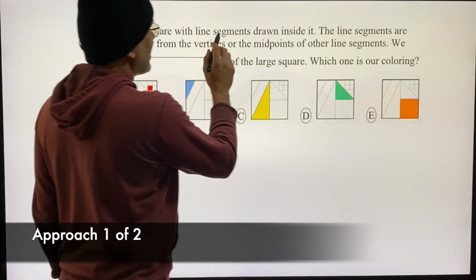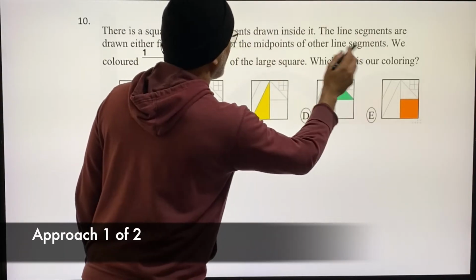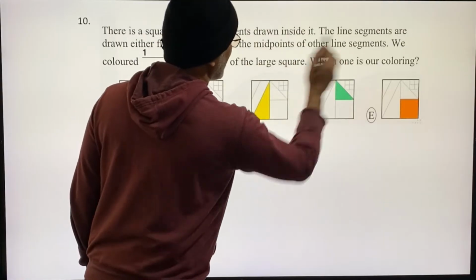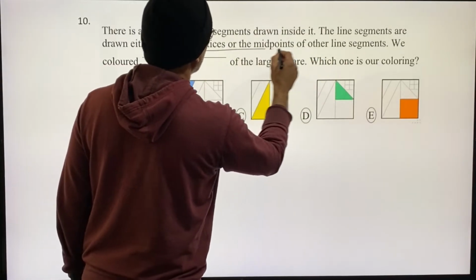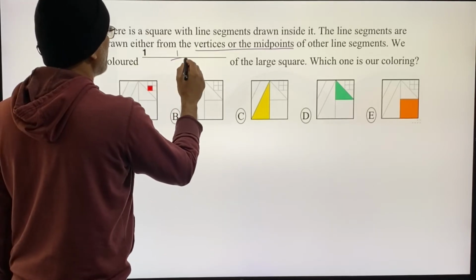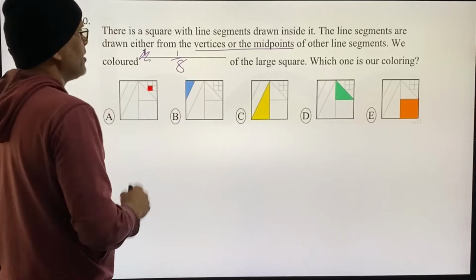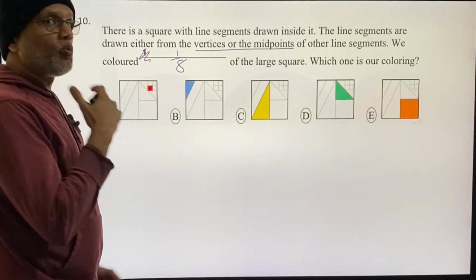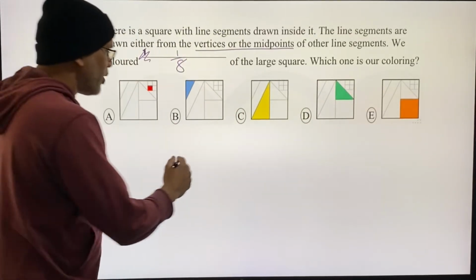There is a square with line segments drawn inside it. The line segments are drawn either from the vertices or the midpoints of other line segments. We color, all right, this should be 1/8 of the large square. Which one is our coloring? So we color 1/8 of the large square.